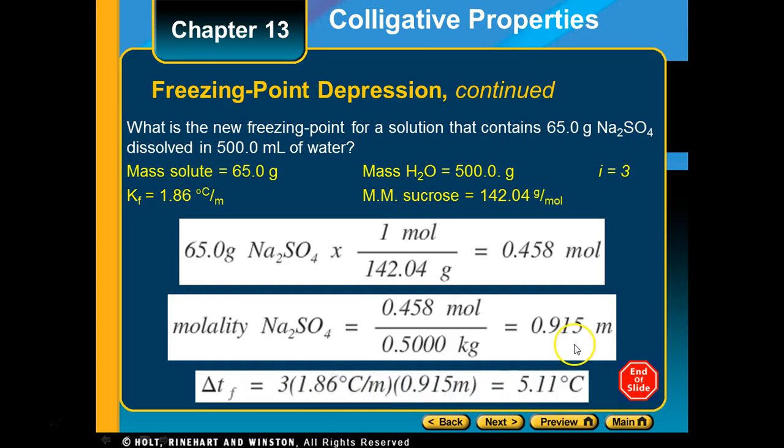And then go ahead and plug that into your delta Tf equation. So there's our i of 3, our Kf of 1.86, and our molality we just figured out. This is getting a much bigger shift in the freezing point, because one of the reasons is our Van't Hoff factor is 3 rather than 1. So that's huge.